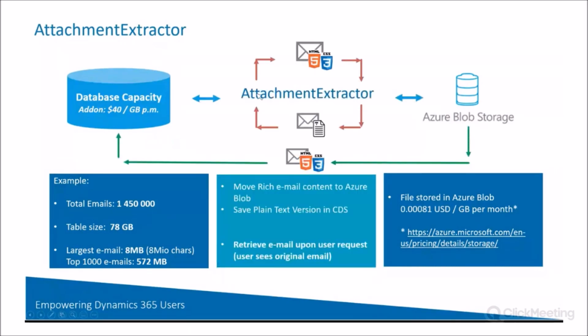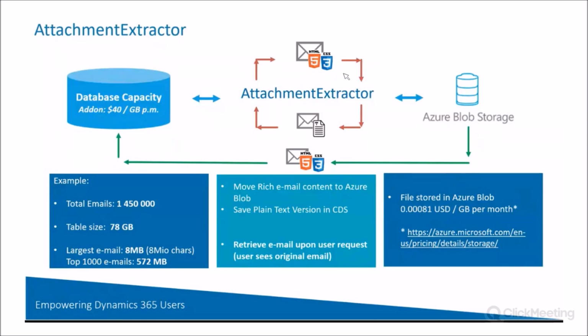Well, what we basically do is we have Attachment Extractor, and what Attachment Extractor does is it moves the rich email content to the Azure Blob. So basically it takes that email that you've got in Outlook and strips all the things out of it and saves that information over to the Azure Blob, right? And then it saves a plain text version, which we saw was a lot smaller, into your Dynamics database there.